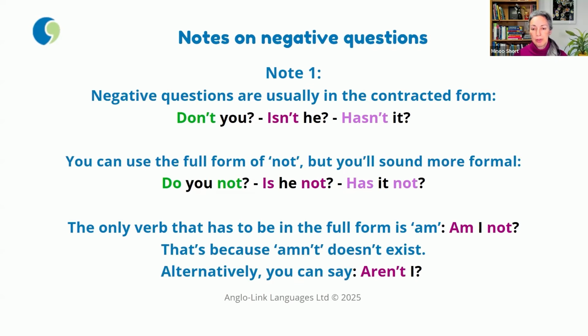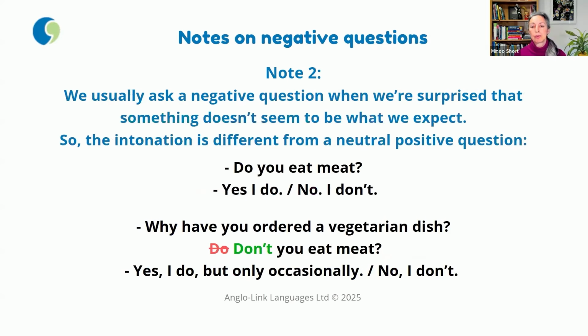The second point I would like to mention to you about negative questions is that we usually ask a negative question when we're surprised that something doesn't seem to be what we expect. So there's an element of surprise in a negative question. So the intonation, therefore, is different from a neutral positive question. In a neutral positive question, you rise slightly, like, do you eat meat? And the answer can be yes, I do, or no, I don't.